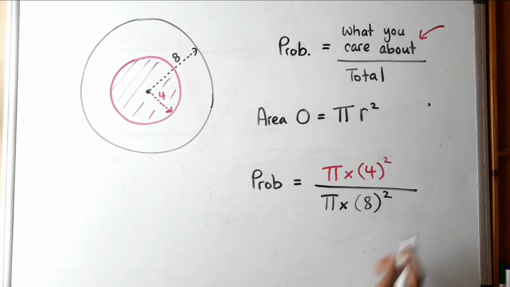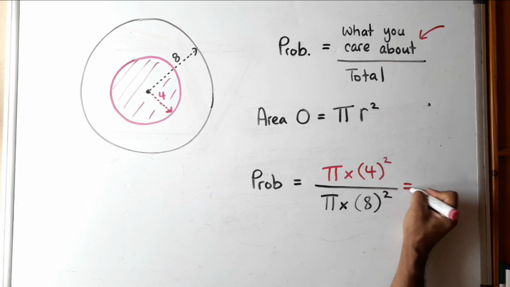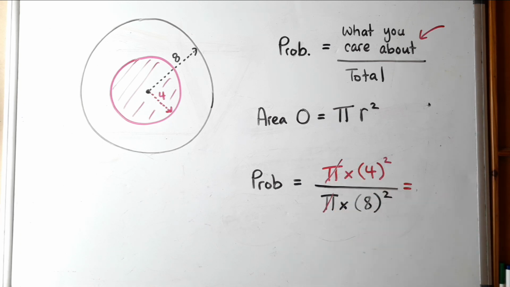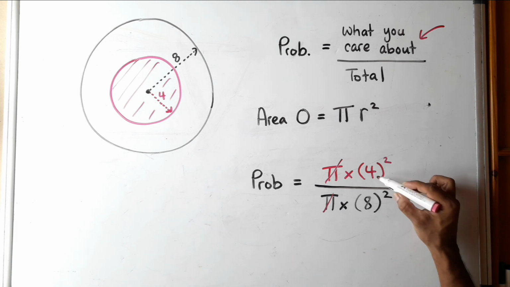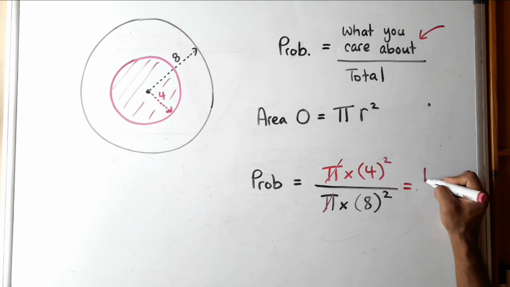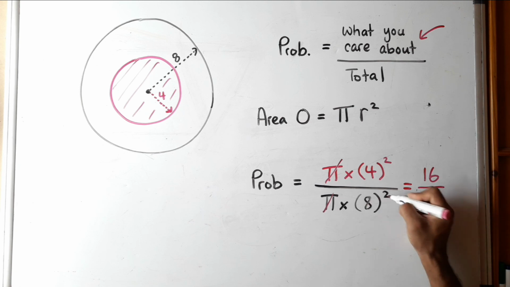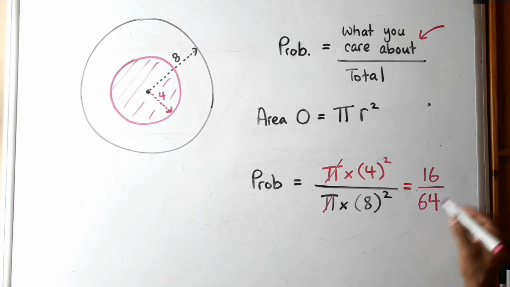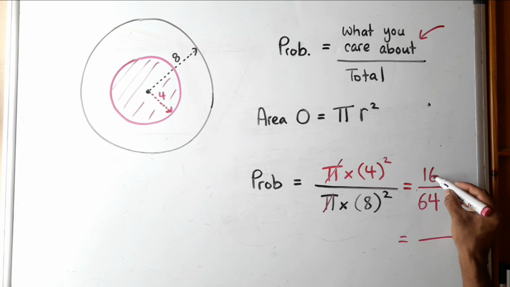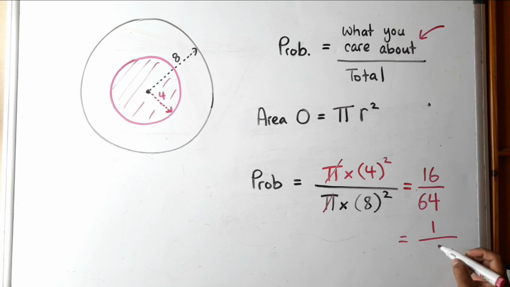So let's see what's going to happen here. Just making sure nothing's falling off the camera. Nope, we're good. So the pi and the pi will automatically cancel out. 4 squared is 16 and 8 squared is 64. If we simplify this fraction, 16 into 16 is 1 and 16 can go into 64 4 times. So the actual probability was a quarter, not a half.